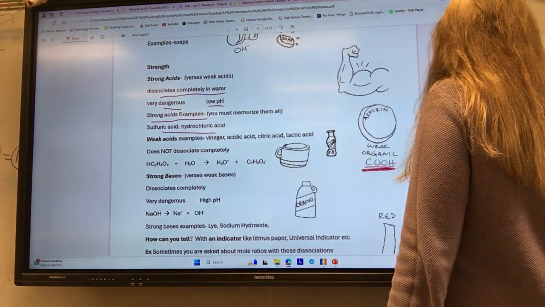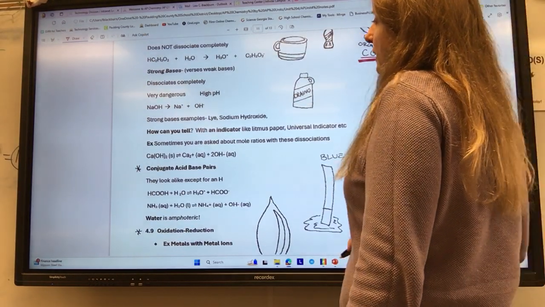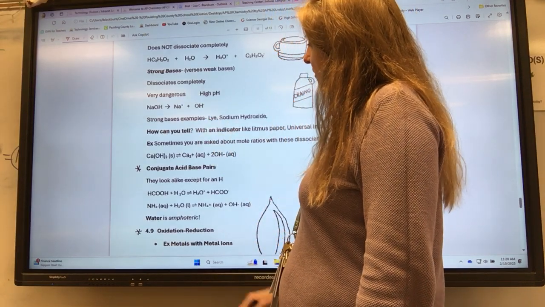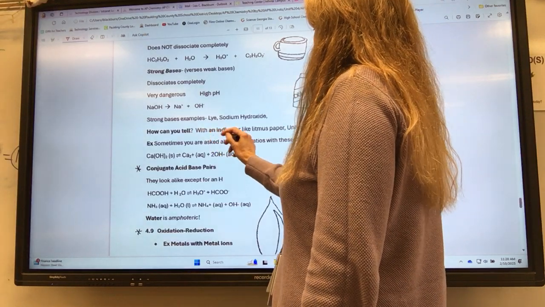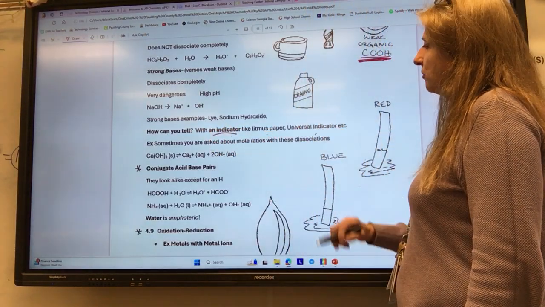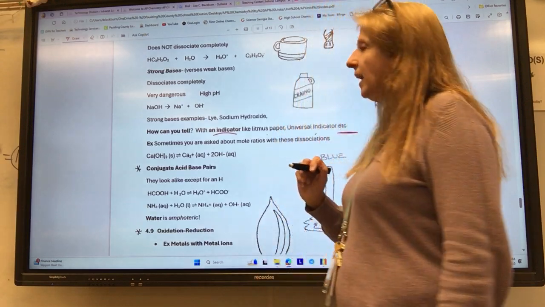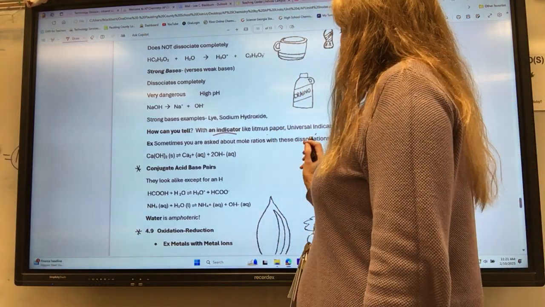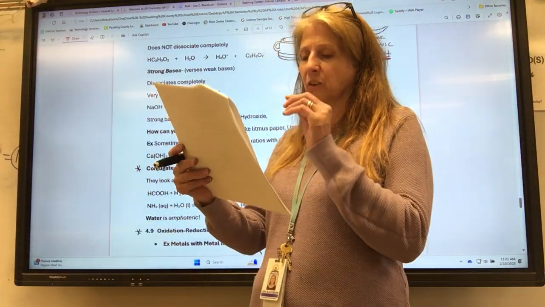Strong bases. They're very dangerous. They have a high pH. An example is sodium hydroxide. Lye is the common name of sodium hydroxide. How can you tell? With an indicator like litmus paper, universal indicator. Okay, so that is all review of honors, right? We all know that. So now what about this? Sometimes they will ask you to make it a little harder.